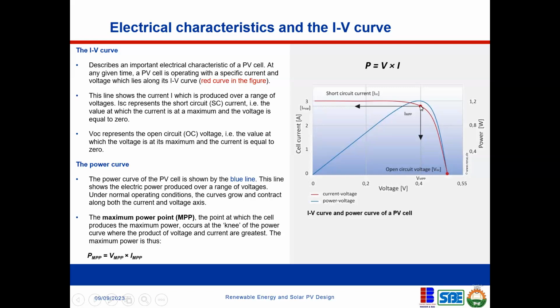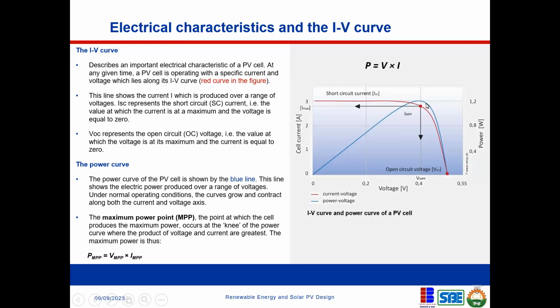If you try to move down from this point, you're going to be increasing your voltage, but reducing your current. If you move down from here, your voltage will continue to increase, but your current is reducing. If you try to move up from here, your voltage is reducing, but your current is increasing. So this is where you have the maximum power output from this PV system.